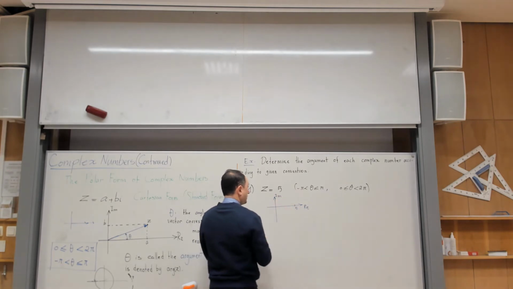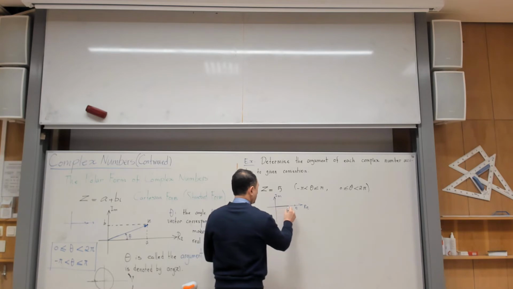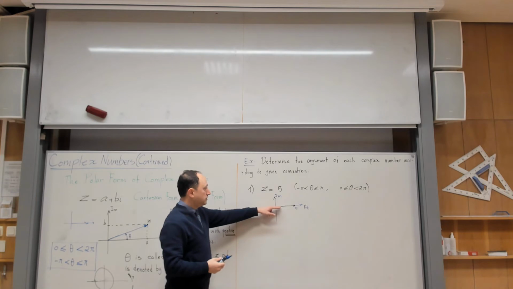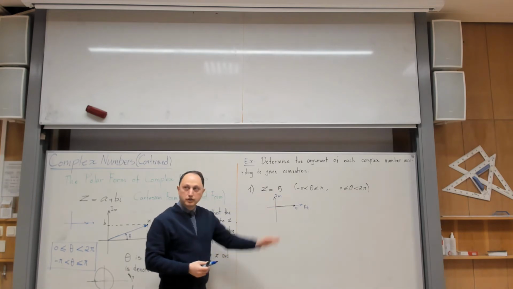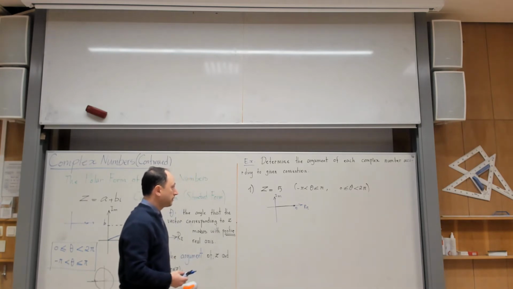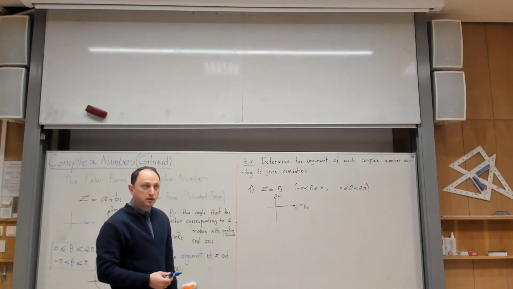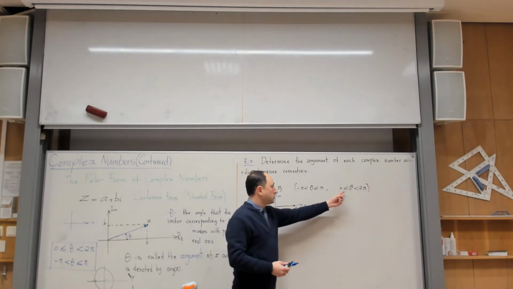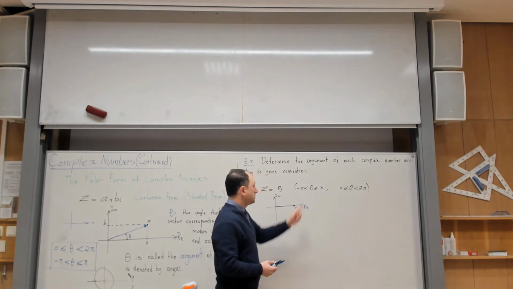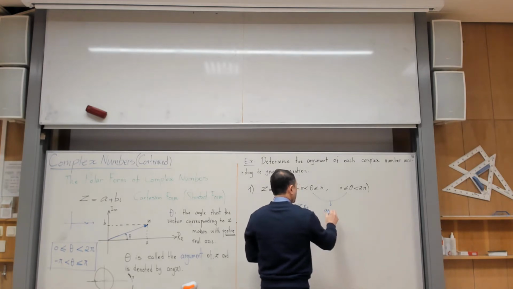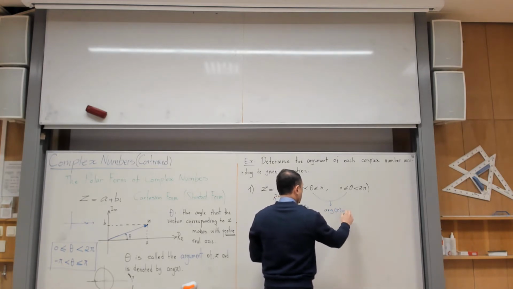And you draw the vector, yes? So this is your vector. And then you measure the angle that this vector makes with the positive real part. Okay, so what is the answer? The answer is 0, yes? But in which convention? In both of them. So you see, 0 is acceptable here, 0 is also acceptable here. So in both conventions, the argument of z is 0.